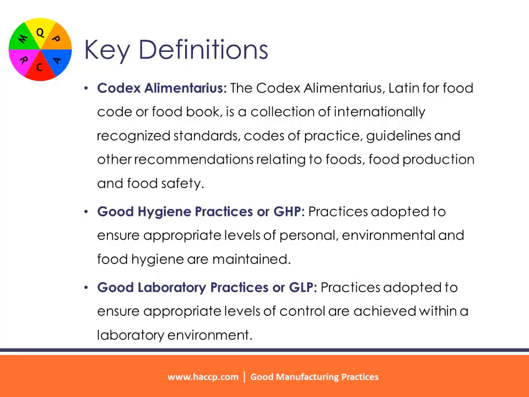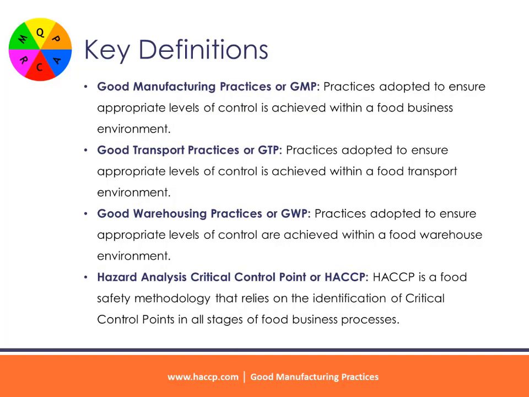Good hygiene practices or GHP: practices adopted to ensure appropriate levels of personal, environmental and food hygiene are maintained. Good laboratory practices or GLP: practices adopted to ensure appropriate levels of control are achieved within a laboratory environment. Good manufacturing practices or GMP: practices adopted to ensure appropriate levels of control are achieved within a food business environment.